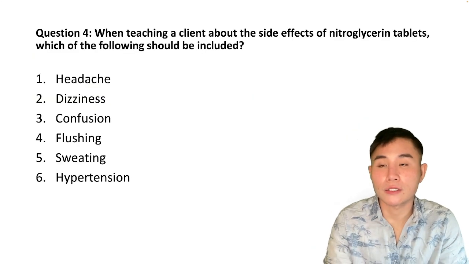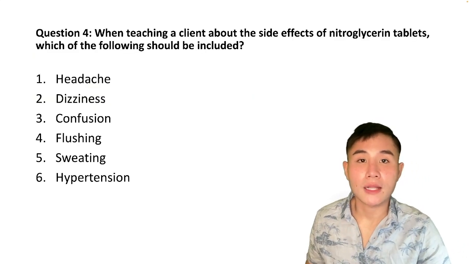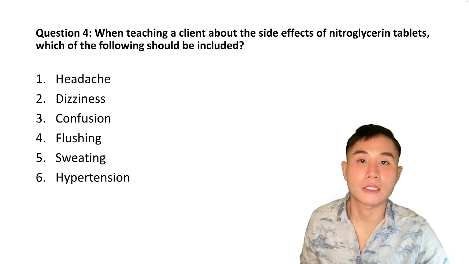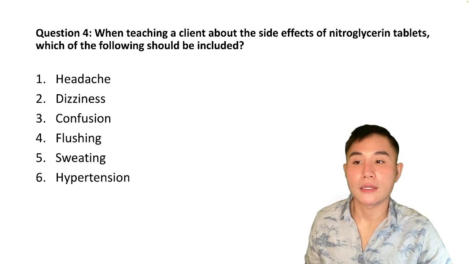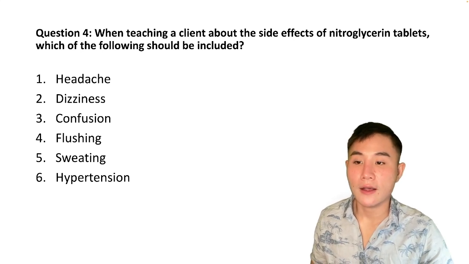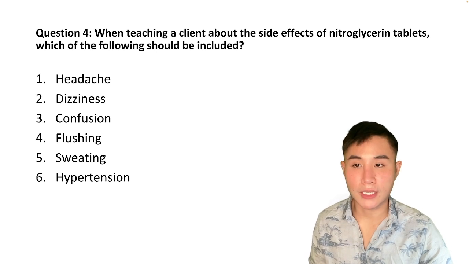All right, next question. Question number 4. When teaching a client about side effects of nitroglycerin tablets, which of the following should be included? 1, headache. 2, dizziness. 3, confusion. 4, flushing. 5, sweating. 6, hypertension.